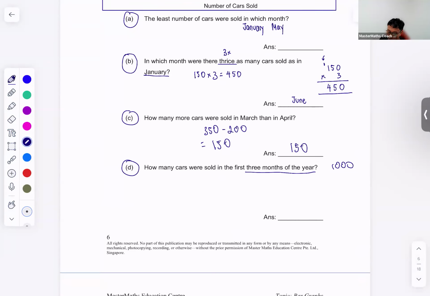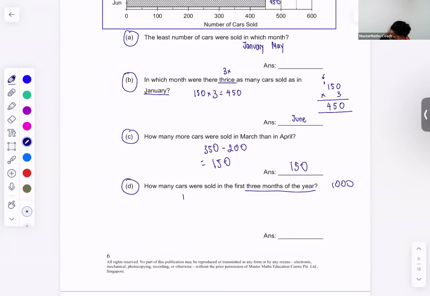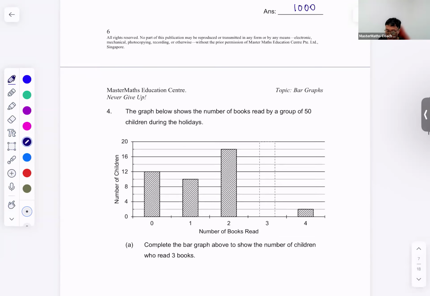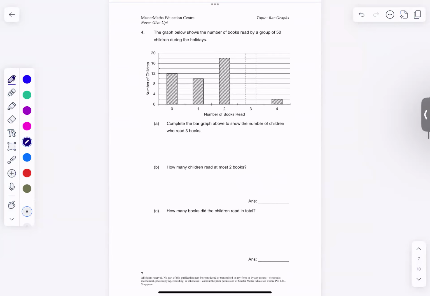Okay, so January, February, and March. So you have 150 plus 500 plus 350. Okay, so this gives 1000. You are absolutely correct. So this is 1000. How about you want to try question 4? Okay, you try question 4.